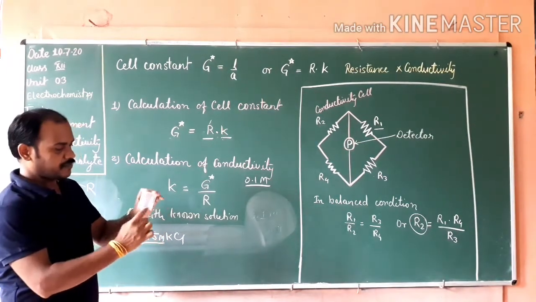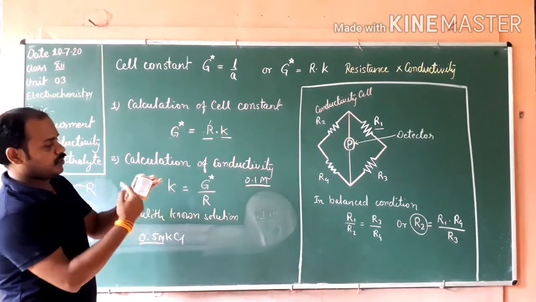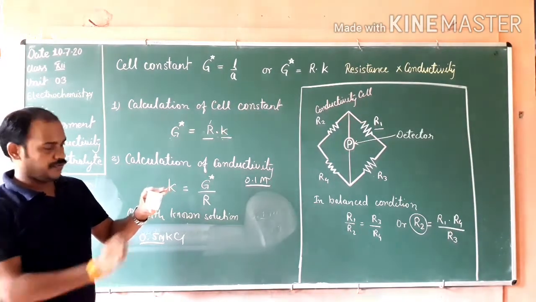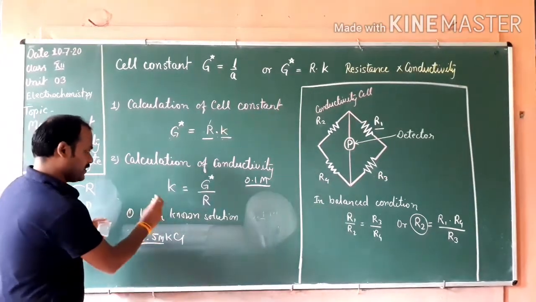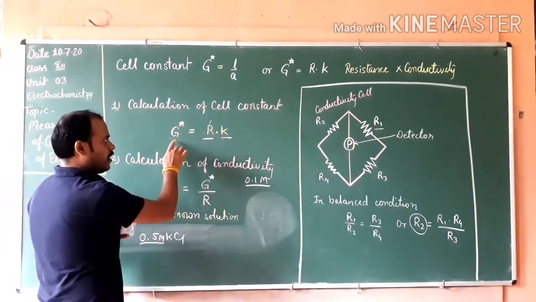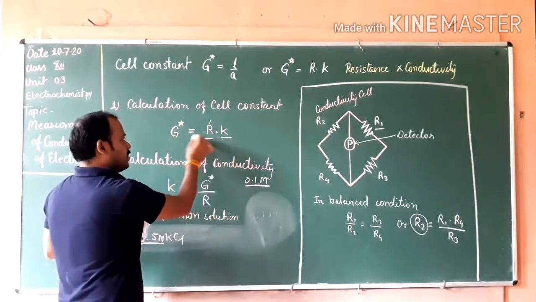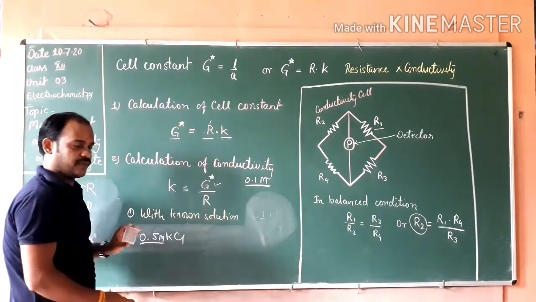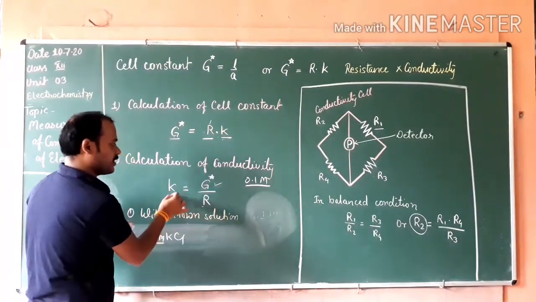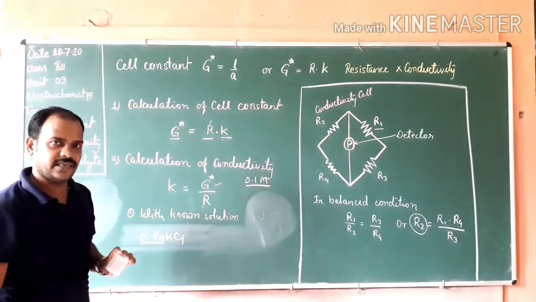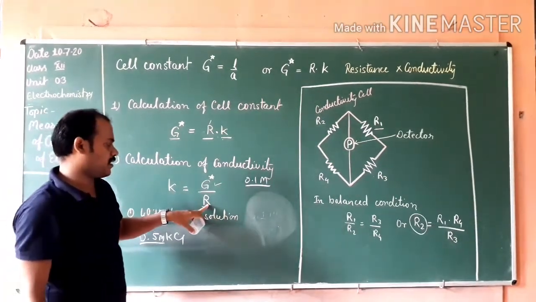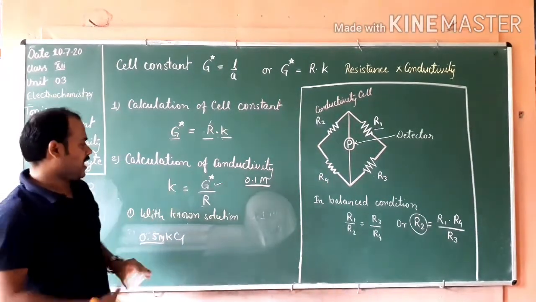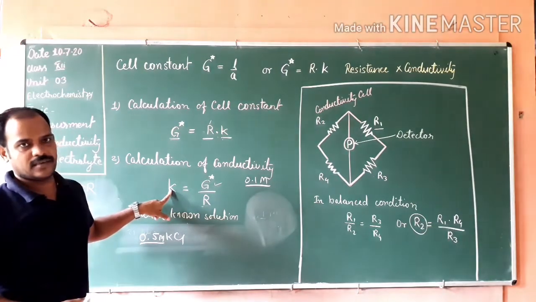Then since we know the cell constant for this conductivity cell, in the second step the relation is again the same, but the cell constant is known. We have to find either R or K, since we are going to calculate conductivity or kappa, so we know the resistance of this cell. If the resistance of this solution is given, then we can calculate the conductivity of the cell.